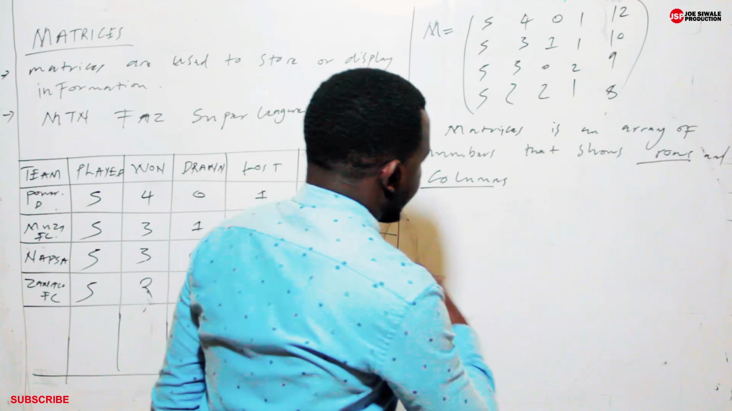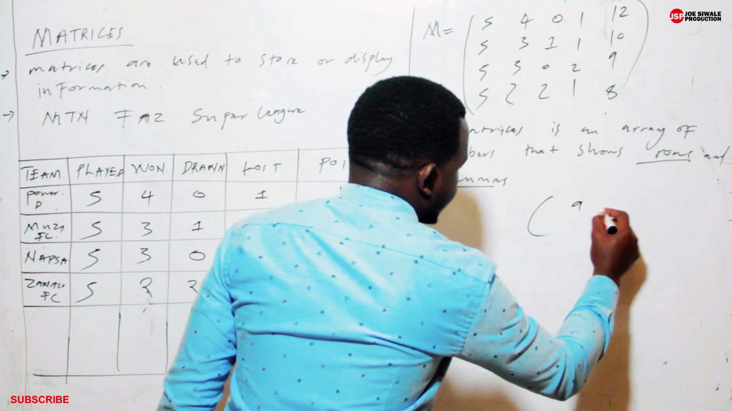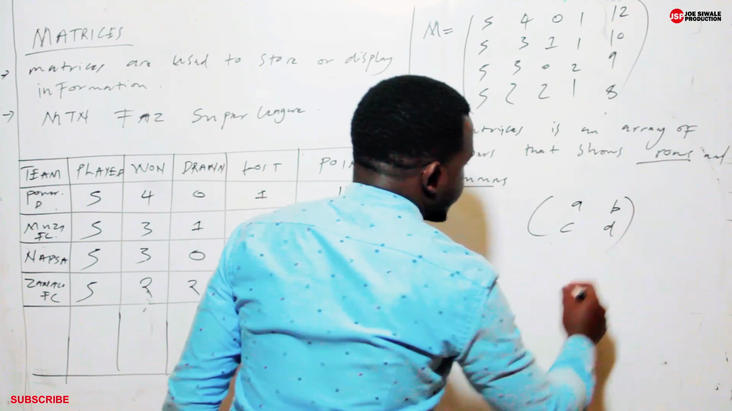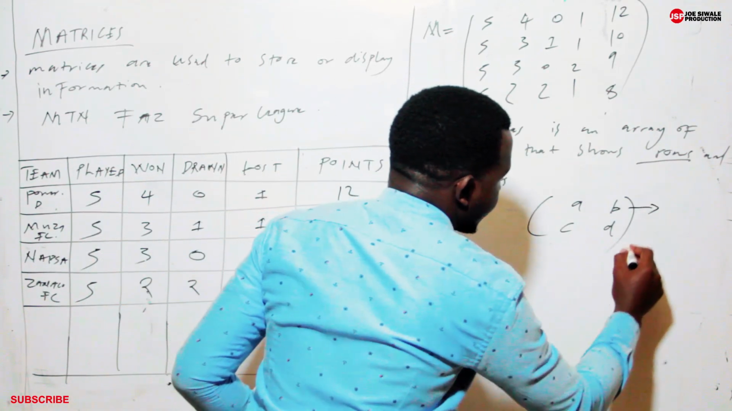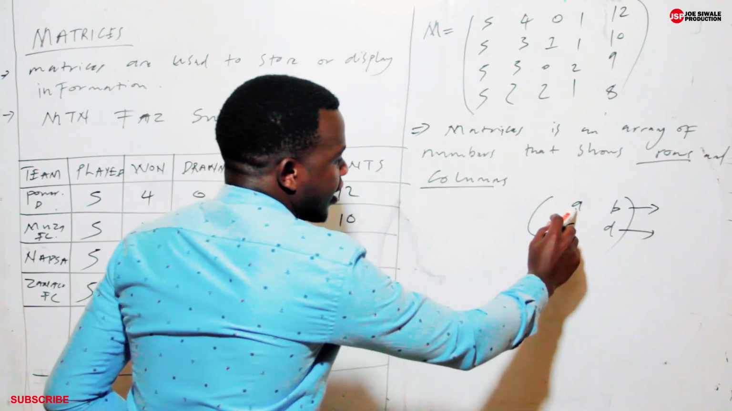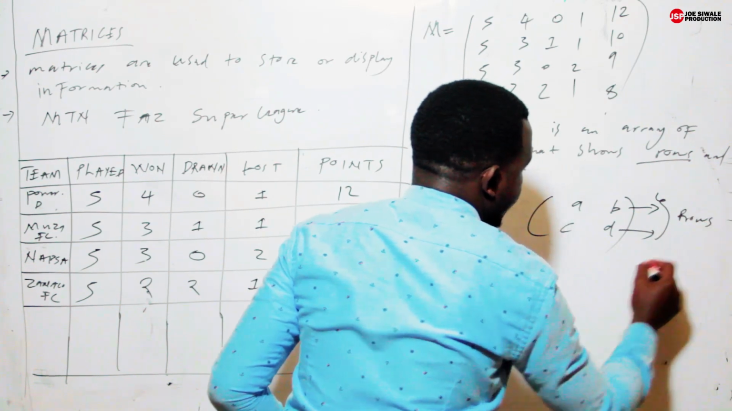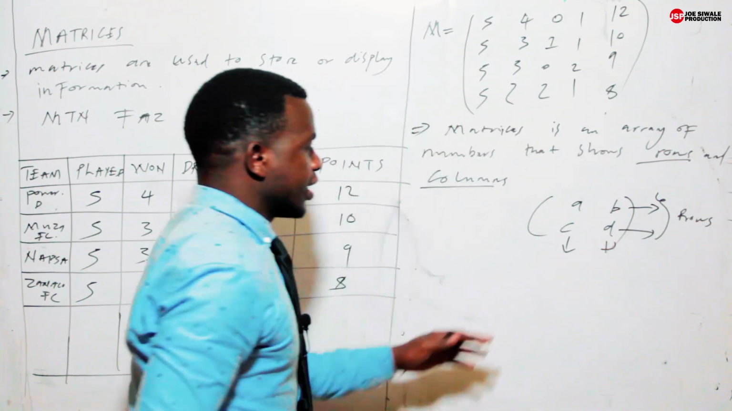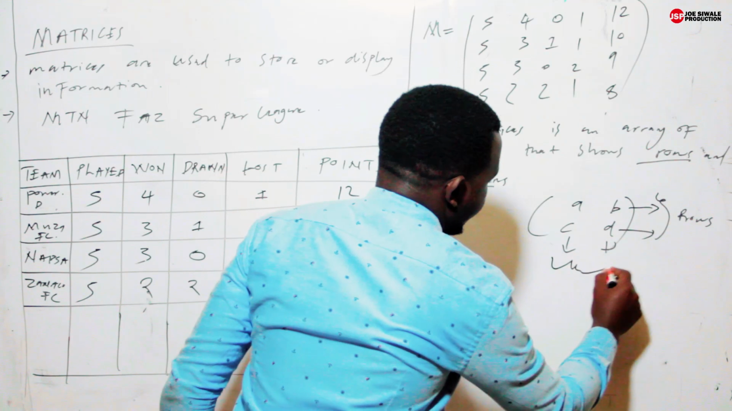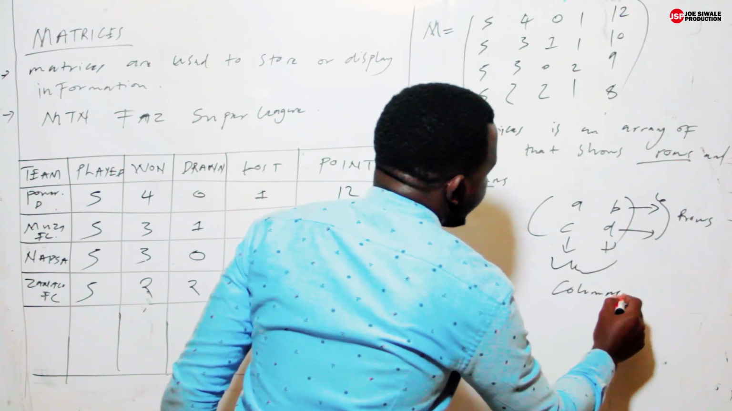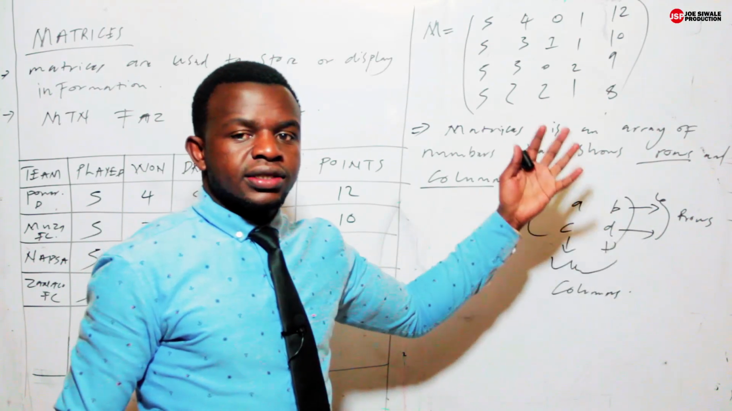If we give a general matrix in the form of A, B, C, D, from this information we can say that we have this part and this part. So we have A, B there and C, D. These represent rows. Then if we consider A, C and B, D, these form up columns. If you can understand just this simple point, it will be easy for you to understand matrices.